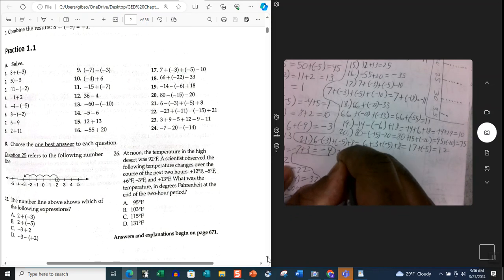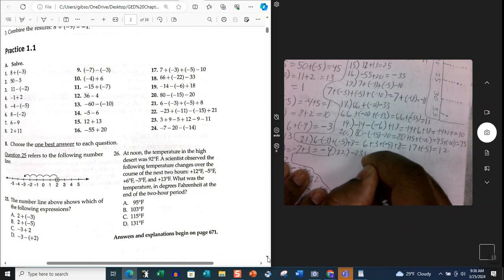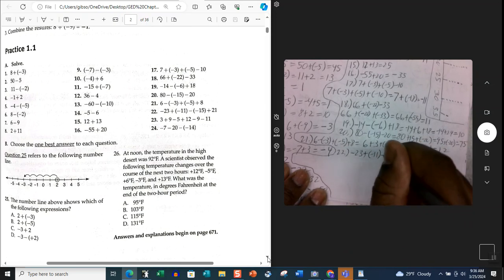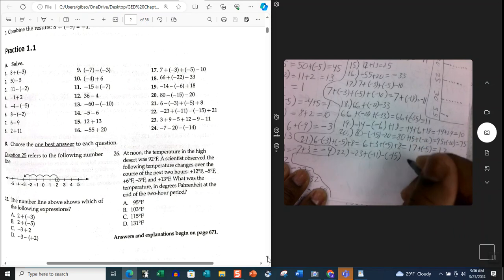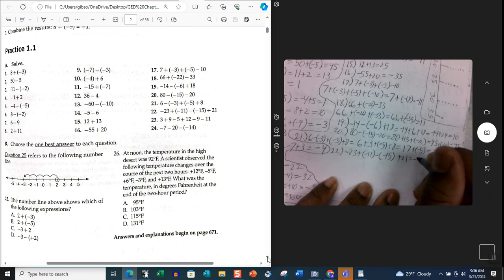So problem 22, we have negative 23 plus a negative 11 minus a negative 15 plus 21. So now we have to take care of this minus a negative 15. So we had negative 23 plus negative 11 plus 15 plus 21.